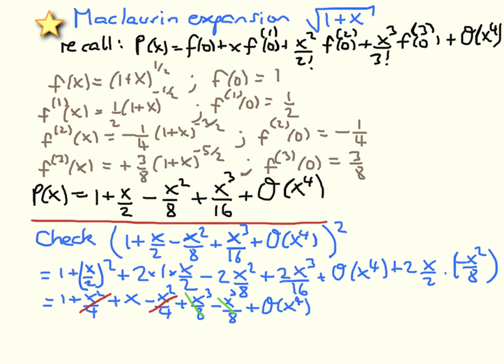So therefore, the square of our Maclaurin expansion, if we take our Maclaurin expansion and square it, we get 1 plus x plus unknown terms of order x to the 4th. And that's exactly what we would have wanted. So we see that our Maclaurin expansion for the square root of 1 plus x is correct.